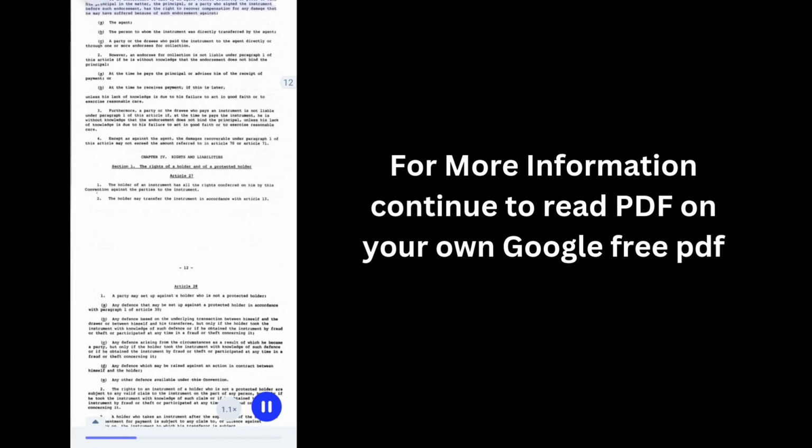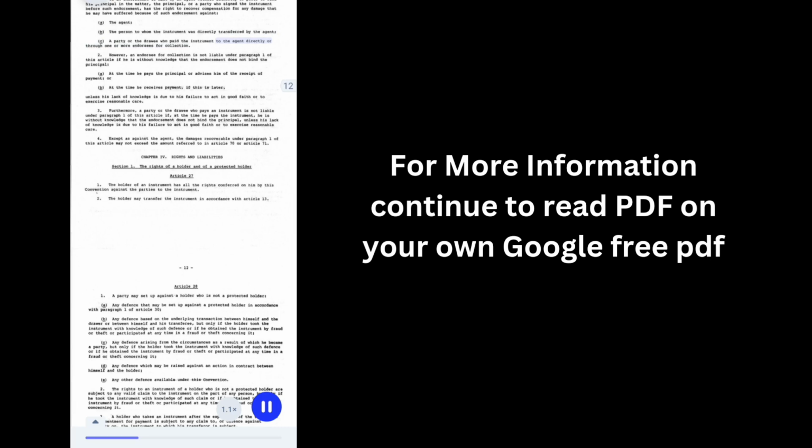Article 26. 1. If an endorsement is made by an agent without authority or power to bind his principal in the matter, the principal, or a party who signed the instrument before such endorsement, has the right to recover compensation for any damage that he may have suffered because of such endorsement against: the agent; the person to whom the instrument was directly transferred by the agent; a party or the drawee who paid the instrument through one or more endorsees for collection.